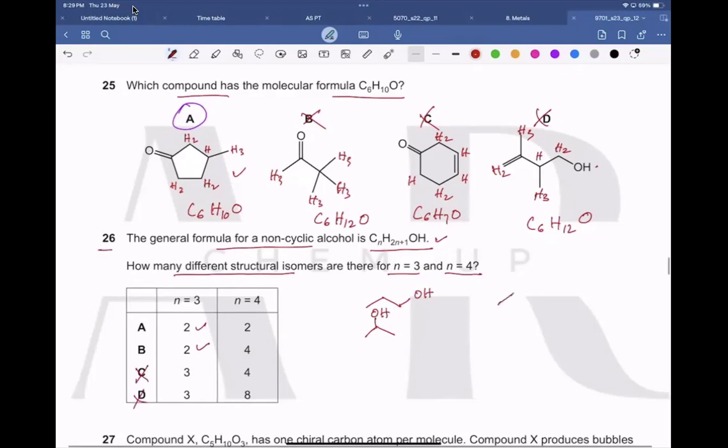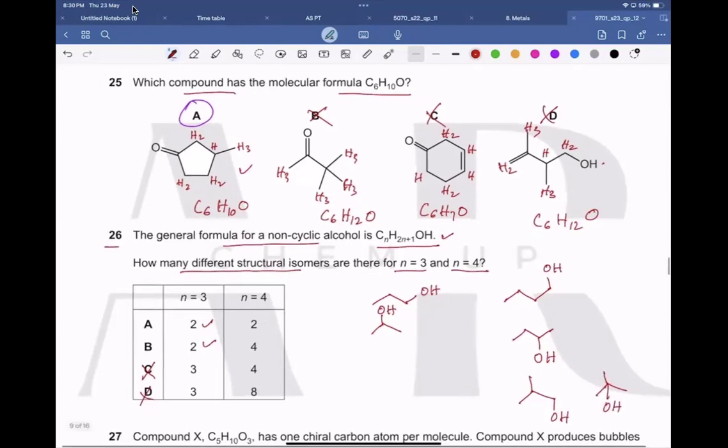Now, if we have 4 carbon atoms and carbon number 1 has OH, it's butan-1-ol, then it is butan-2-ol, right? Then it is 2-methylpropan-1-ol, and then it is 2-methylpropan-2-ol. So there are 4 possibilities. So A goes wrong and B is the correct answer. Is this understandable to all of you?